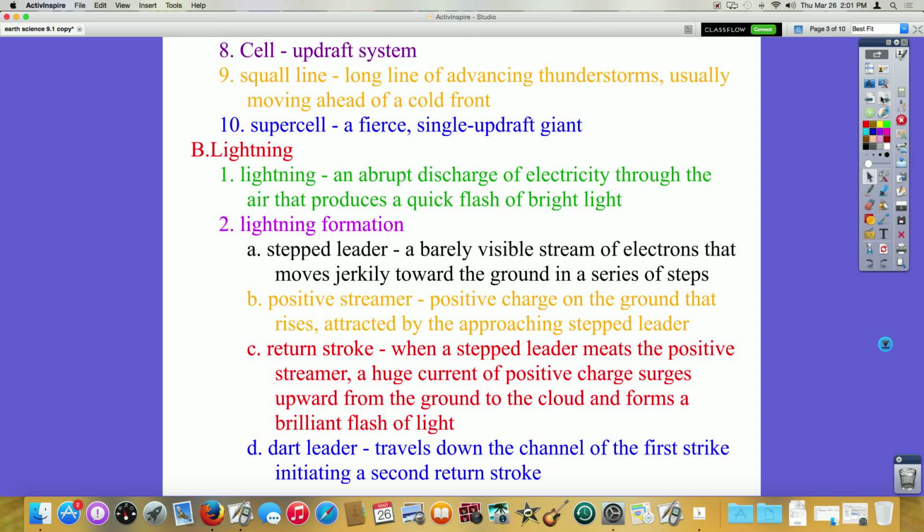Pronounced anvil or mushroom shape. We kind of talked about that shape, especially the anvil shape, with the forming of cumulonimbus clouds in the last chapter. Now, a common feature in these thunderstorms is lightning. Our book's definition of lightning: an abrupt discharge of electricity through the air that produces a quick flash of bright light. We're going to look at lightning formation.